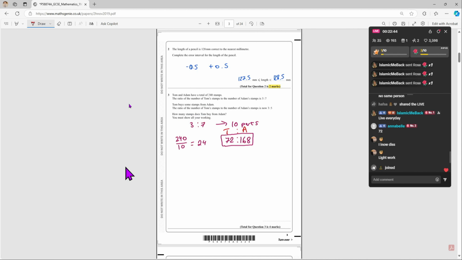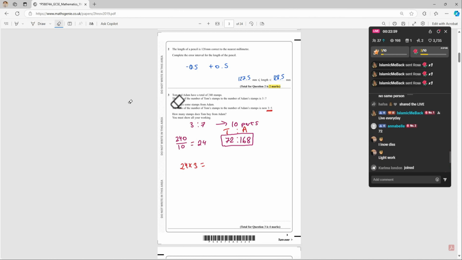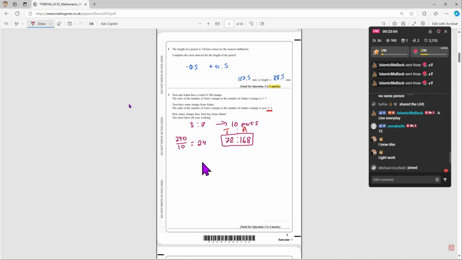So next thing we have to do, we're going to share this ratio 3 to 5 between 240 stamps. Actually, this time is going to be different because now the ratio is different. So now from 3 to 5, it has a total of 8 parts. So we're going to multiply it differently now.